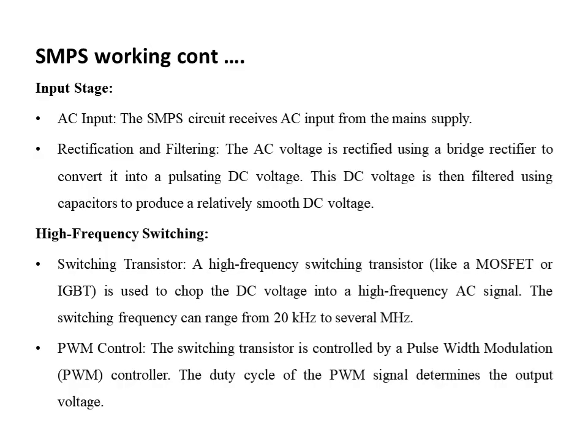High frequency switching. Switching transistors are used here. A high frequency switching transistor like a MOSFET or IGBT is used to chop the DC voltage into a high frequency AC signal. The switching frequency can range from 20 kHz to several MHz. PWM control. The switching transistor is controlled by a pulse width modulation controller. The duty cycle of the pulse width modulation signal determines the output voltage.